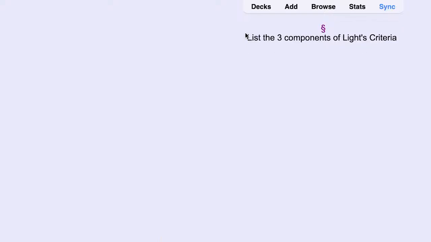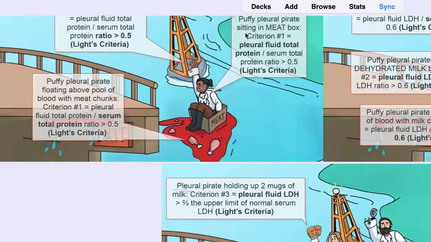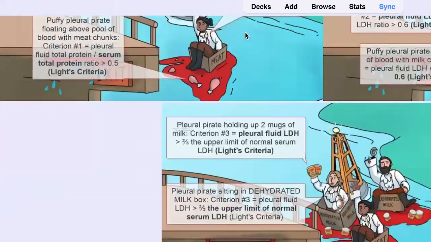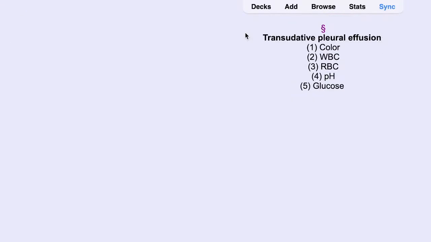Three components. One is LDH, of course. The other one, I think, is protein. And the other one is the ratio of the LDH. So you have pleural fluid LDH and protein to serum protein and LDH. LDH is 2/3 of the upper limit, I think, and you have 0.5 for the protein ratio, another one is 2/3. You just have to remember that. All right, that was kind of cool.